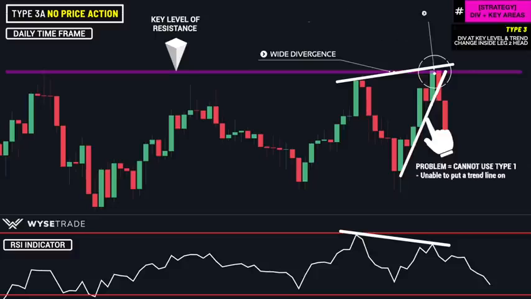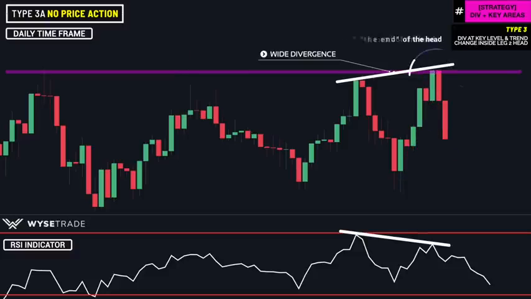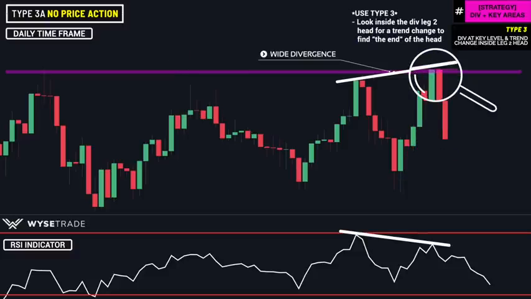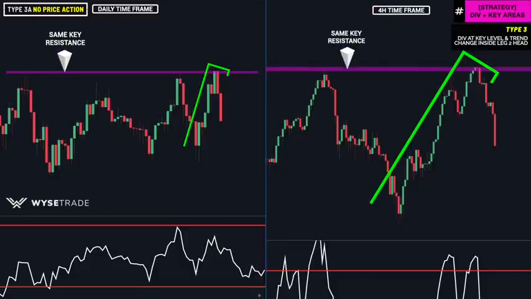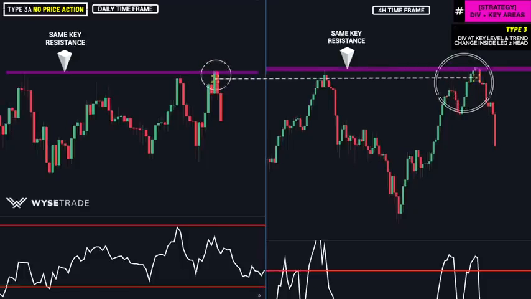Great level, no entry. So to get around this, you used type 3, which is to look inside of the divergence leg 2 head right here and see if we could find price action that showed a trend change so that you can find the end of the second head. So let's bring up the 4-hour time frame. So again, on the left was the daily time frame we just looked at, and on the right is the 4-hour time frame. Same resistance level, same uptrend. And this level here that we were just looking at is this same level here.